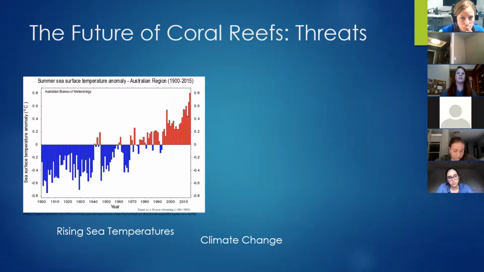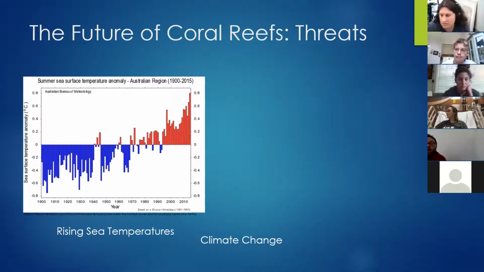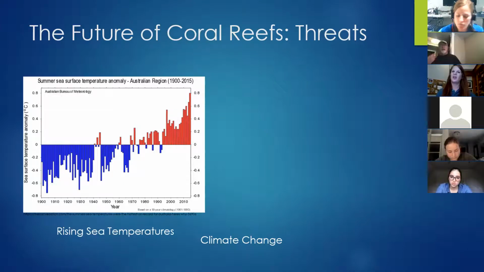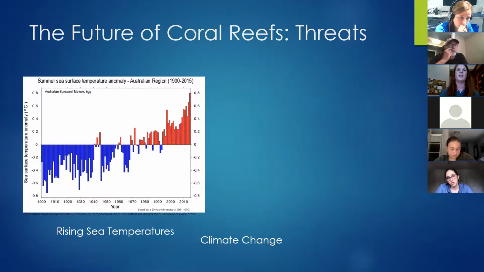Now, if conditions return to normal within a few days, they will be able to reuptake their zooxanthellae and survive. But if the temperature remains too high, they remain stressed, they remain bleached, they starve to death. I was in Australia during 2016 when they experienced the massive bleaching event on the Great Barrier Reef, and it was really devastating.